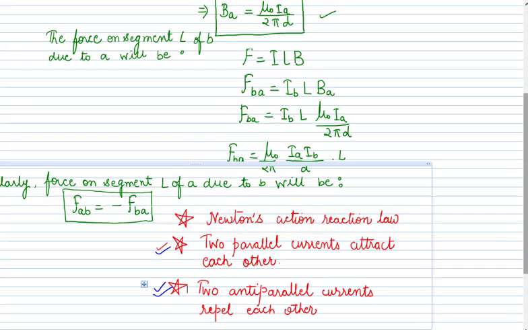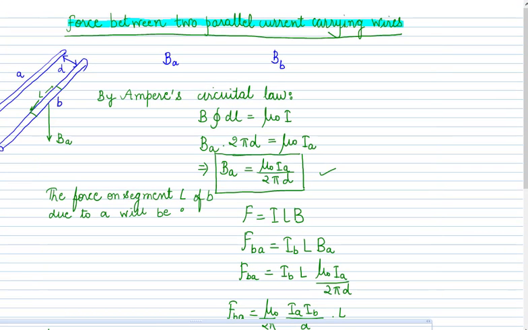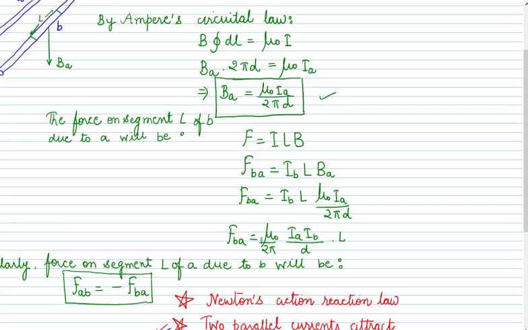If we go to the diagram, you can see the currents are parallel. In these two current carrying conductors, the current flowing is parallel, so they will always be attracting each other. Now the force we have calculated is mu naught upon 2 pi, IA IB upon D, into L. If you divide this total force by the length, we get the force per unit length. If you divide the force on B due to A by the length of segment L, you will have the force per unit length. This will be equal to mu naught IA IB upon 2 pi D, where D is the distance between the two conductors.